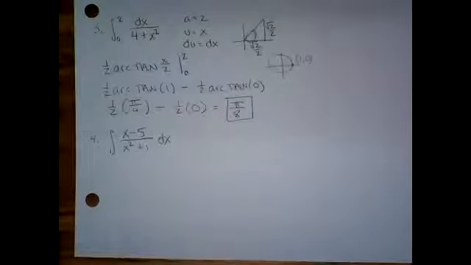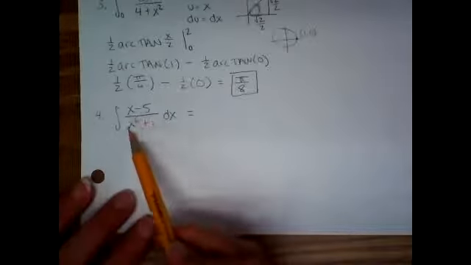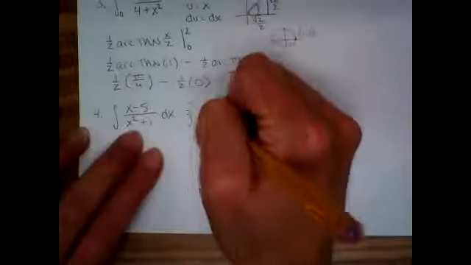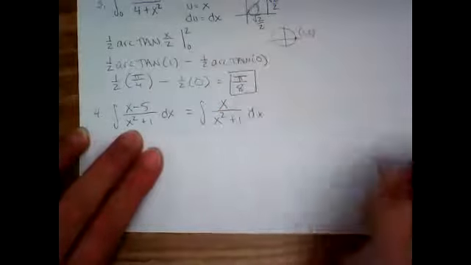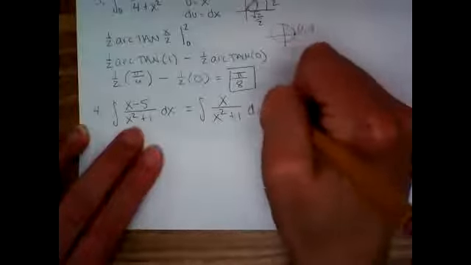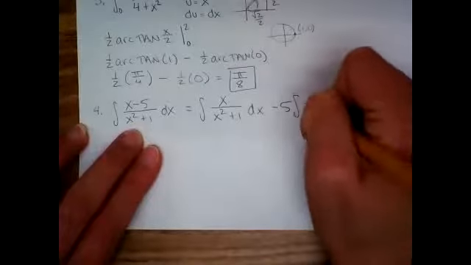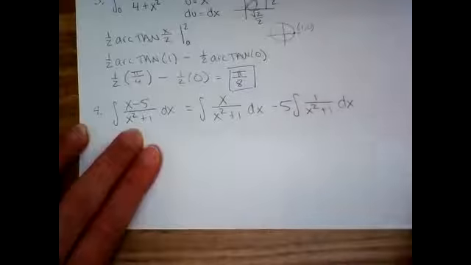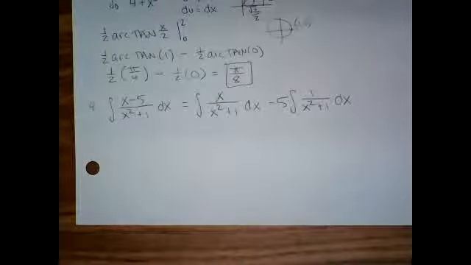All right, so for this one, we're going to have to split it into 2 separate problems. We're going to have one problem for the x, so we're going to put x over that denominator. And then we're going to have a separate problem for the -5 over that denominator. What I would suggest is just put the -5 outside of the problem. That's personal preference. You can leave it in the numerator if you want, but that's my suggestion.